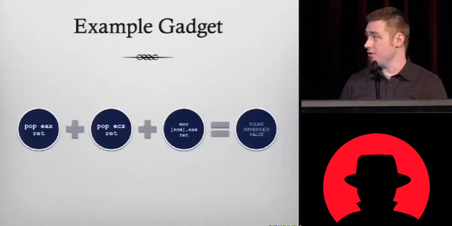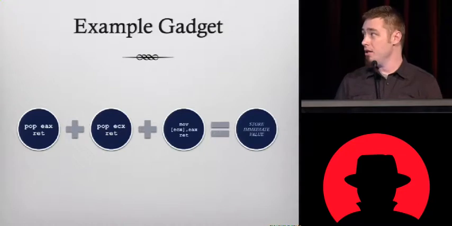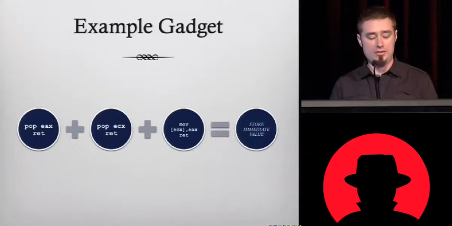So here's an example gadget. If you have 3 sequences, here's how we're going to combine them. The first one, you have a pop EAX ret that'll set EAX to a chosen value.